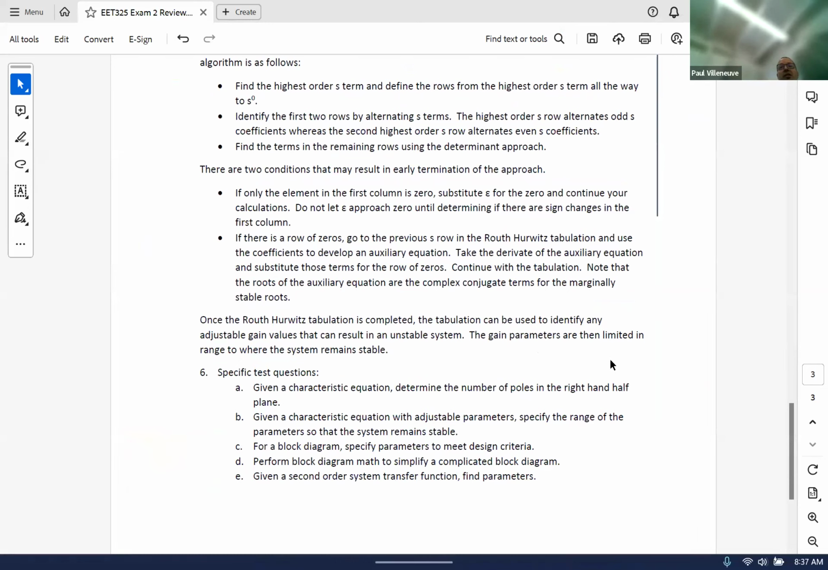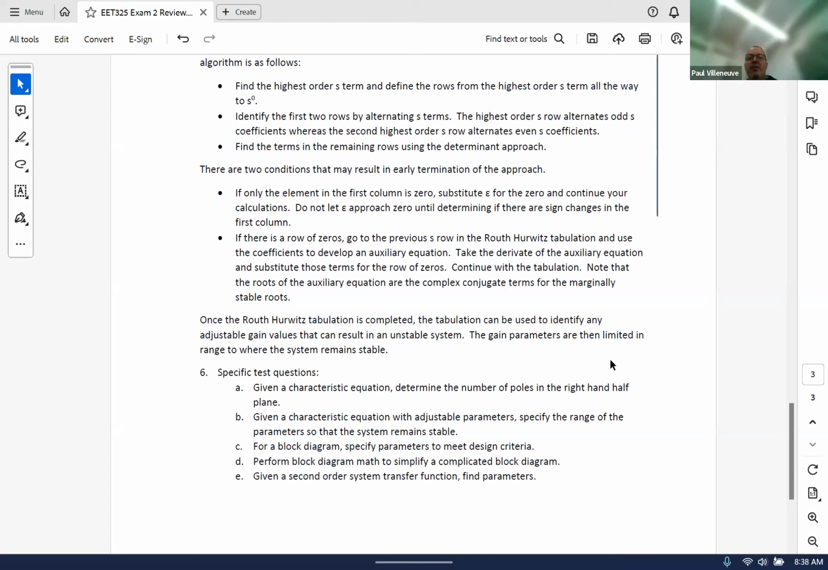So with Routh-Hurwitz, you can just go ahead and solve again for the number of sign changes in that first column. That tells you how many poles are in the right-hand half plane. If there are no sign changes, then there are no poles in the right-hand half plane. So, five little questions to focus on. Given the characteristic equation, determine the number of poles in the right-hand half plane. That's generally a good idea to do with Routh-Hurwitz.